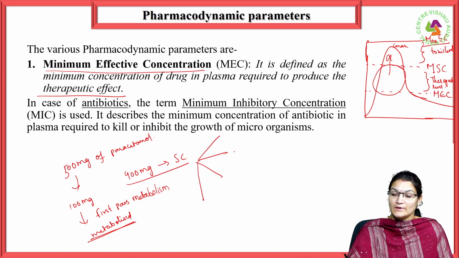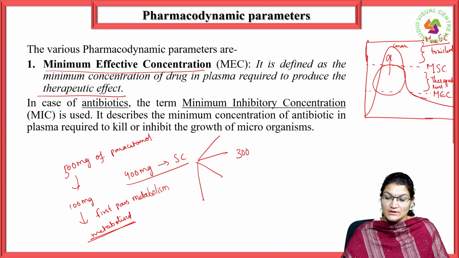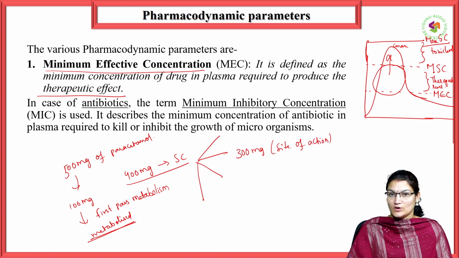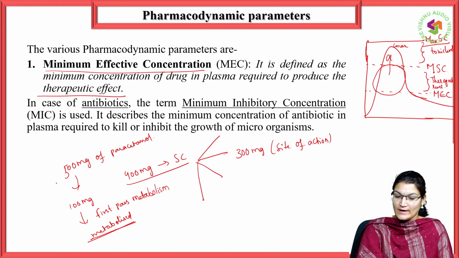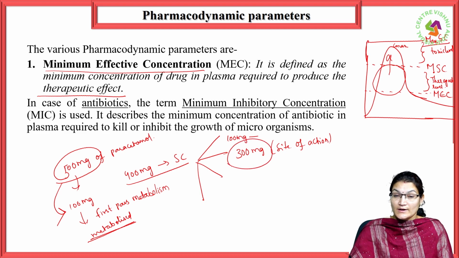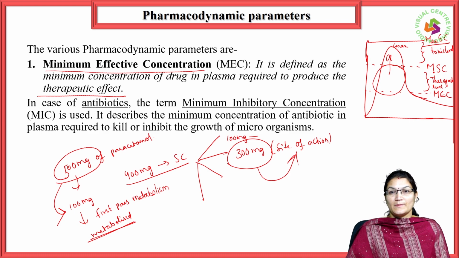For example, if I need the paracetamol particularly to reduce the fever or to reduce the headache, minimum 300 mg is required at the site of action. If minimum 300 mg is required to show the activity, you will call it minimum effective concentration. You will take 500 mg drug and 100 mg is wasted because of metabolism. 100 mg reaches other organs, other body parts, and minimum 300 mg of drug has to reach the site of action to show its pharmacological effect. That we call minimum effective concentration.